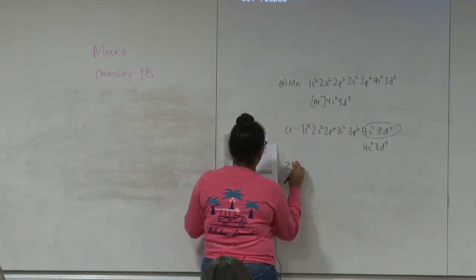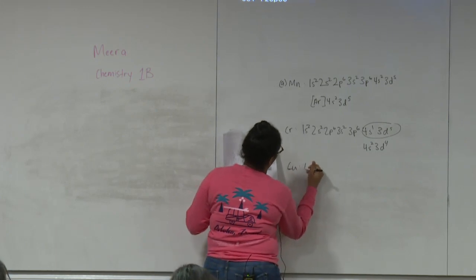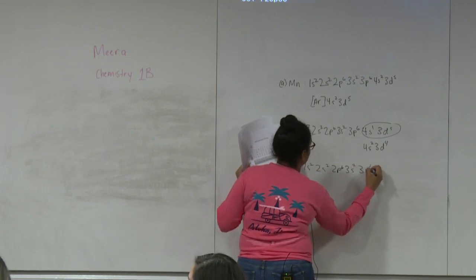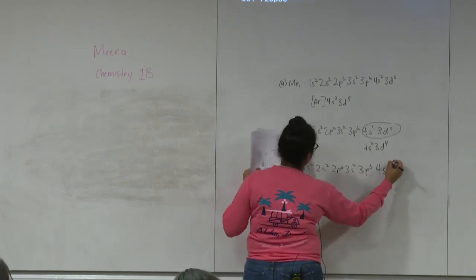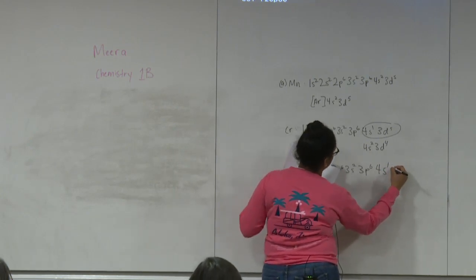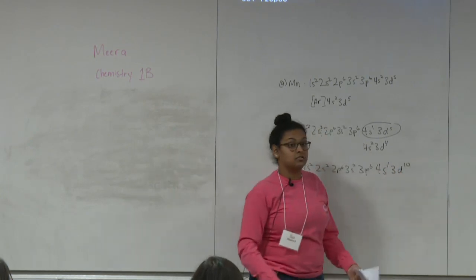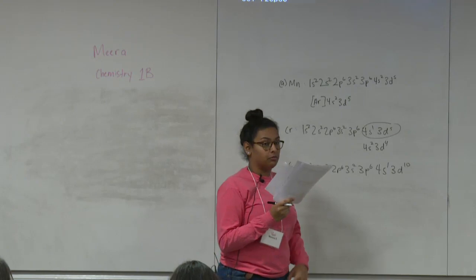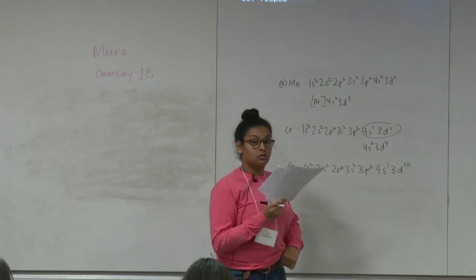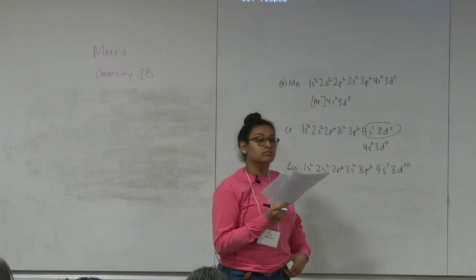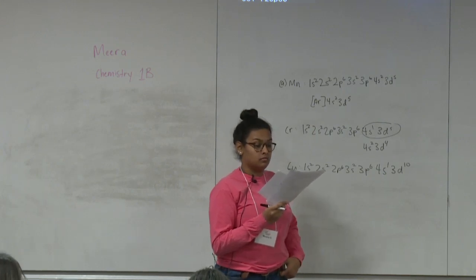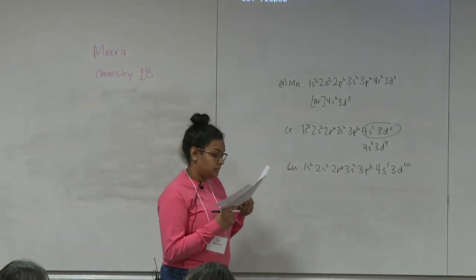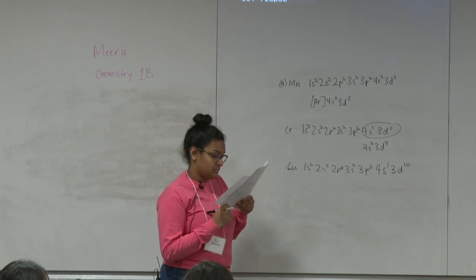So if we're looking at copper, 1s2, 2s2, 2p6, 3s2, 3p6. Instead of being 4s2, 3d9, it'll be 4s1, 3d10. Basically, the column for copper and the column for chromium follow that rule. Do you mean column as in group? Yes. Just chromium and copper are the only ones that follow that exception. So if we did vanadium, it'd be 4s2, 3d3.